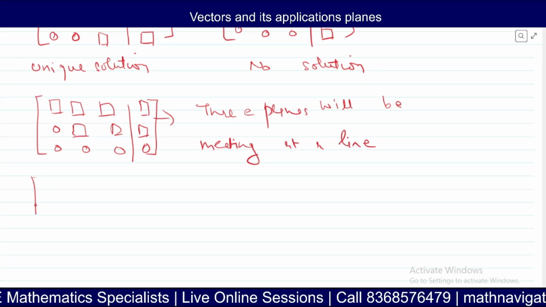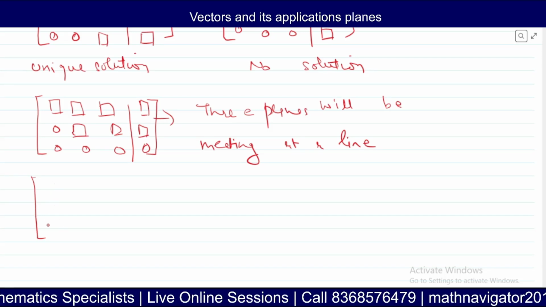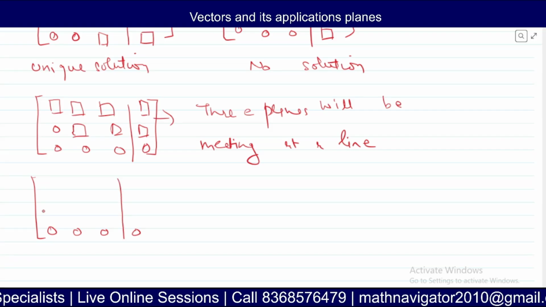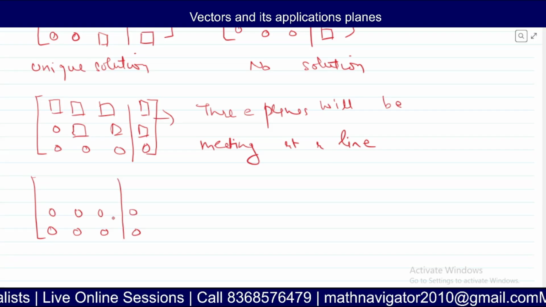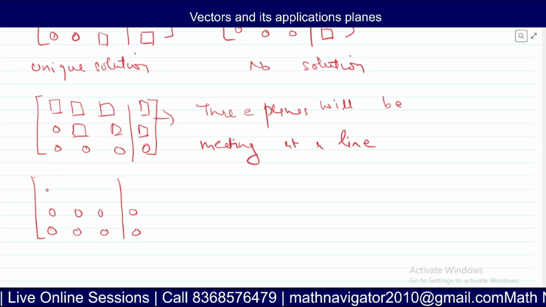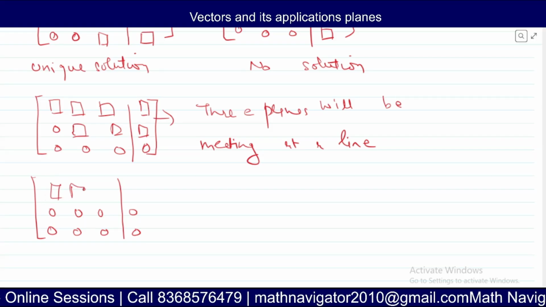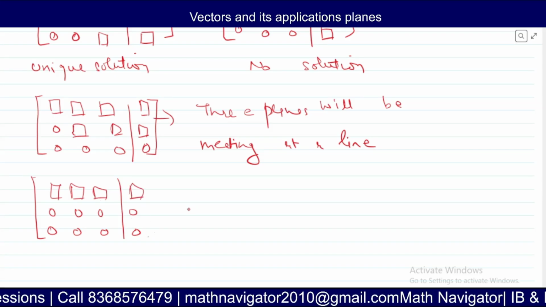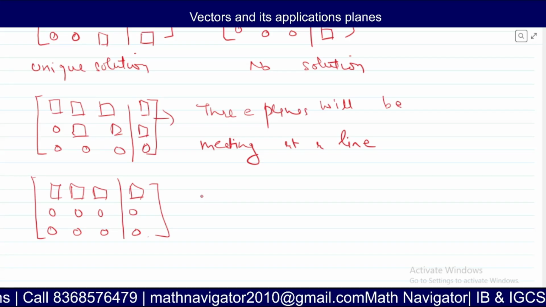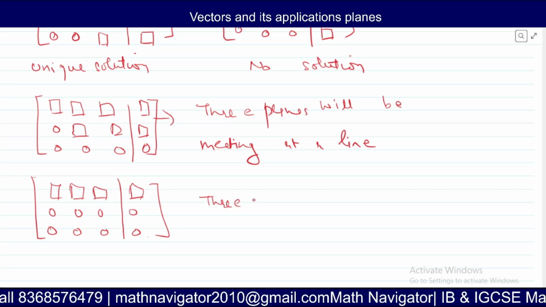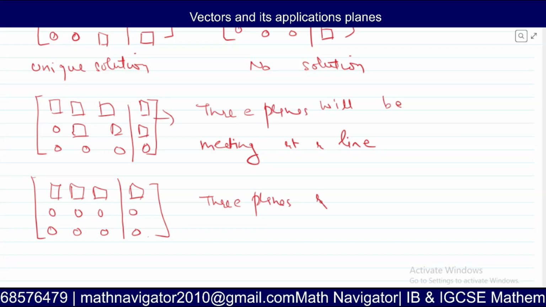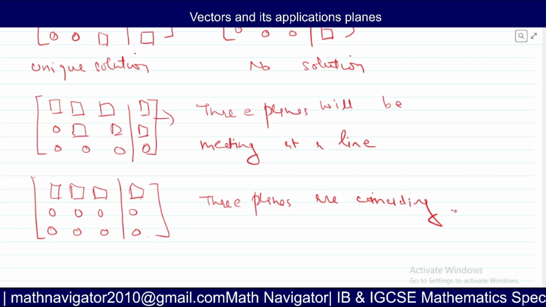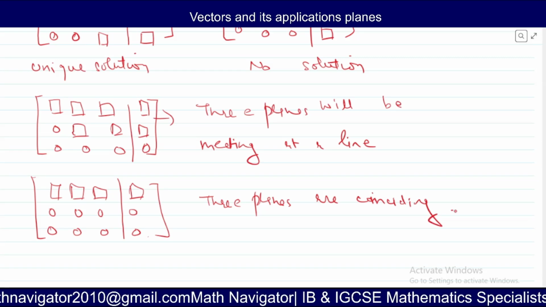And then I can have this kind of situation, something like this. Right? That means two lines of zeros. When we have two lines of zeros, three planes are coinciding. Got it? You have to just remember this. You have to solve, and then you can find the solution.